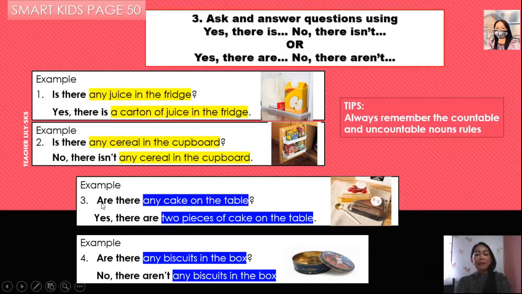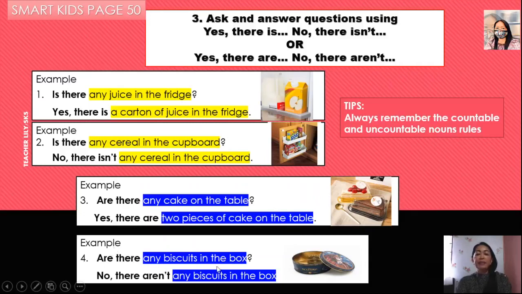Example number 3. Are there any cakes on the table? Can you see any cake here? Of course. Yes, there are 2 pieces of cake on the table. And last one, example number 4.